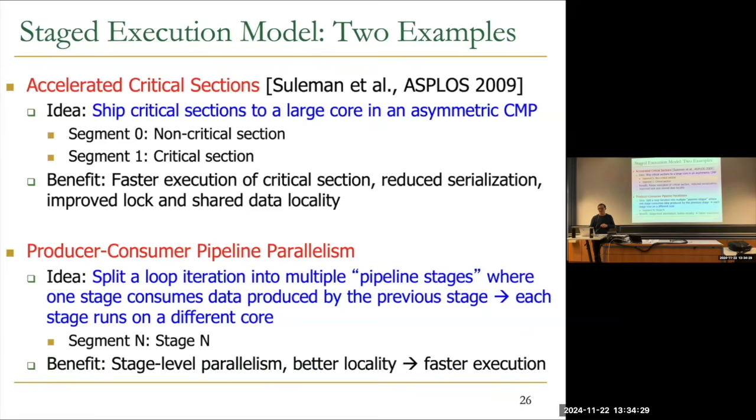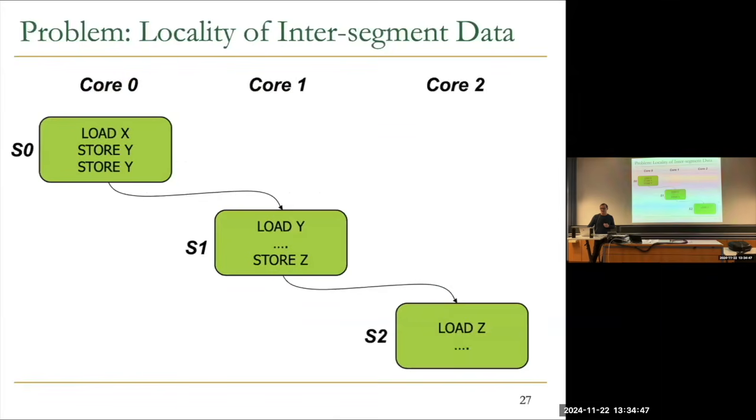Okay, the benefit is really stage-level parallelism now. And you also get better locality because hopefully each stage is operating on some shared data. That doesn't have to be the case, of course. You may not get better locality, but you can still get good parallelism this way. So you get faster execution.